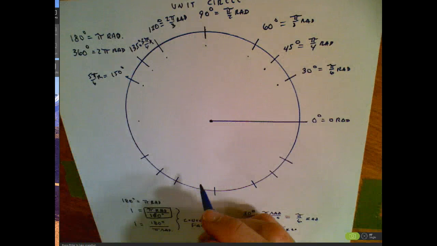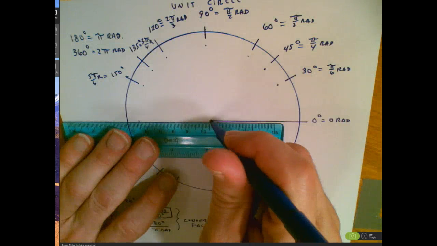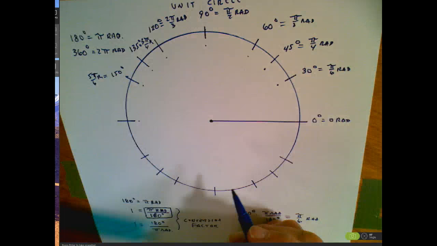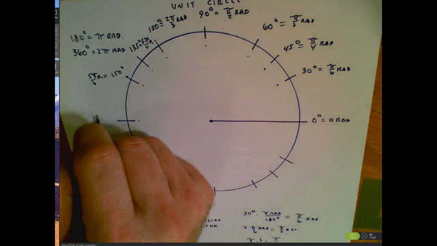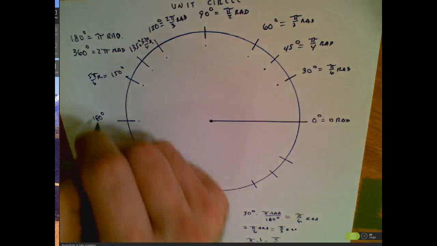Oh, we forgot the straight edge. We forgot 180. Let's put 180 in here. So quadrantal angles: 0, 90, 180. And that's the identity that we use: 180 degrees is equal to pi radians.